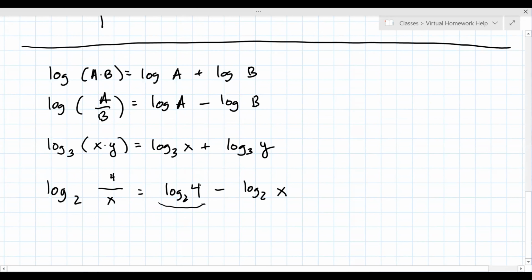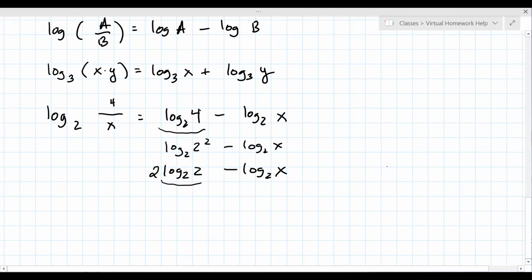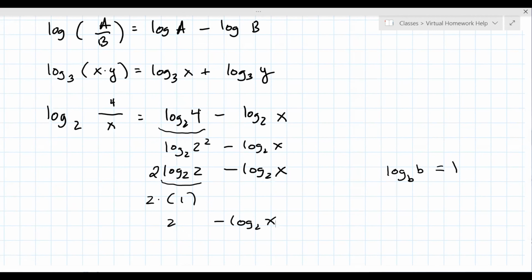We remember from the practice problem, the question of the day, that this can be written as log base 2 of 2 squared. And then the exponent 2 can come out in front. So it's 2 log base 2 of 2 minus log base 2 of x. And then this part right here, whenever the base is the same as the thing you're taking the log of, it always equals 1. This is 2 times 1, which is 2, minus log base 2 of x. So sometimes you get some questions where you're actually able to simplify the logarithm down into a number.